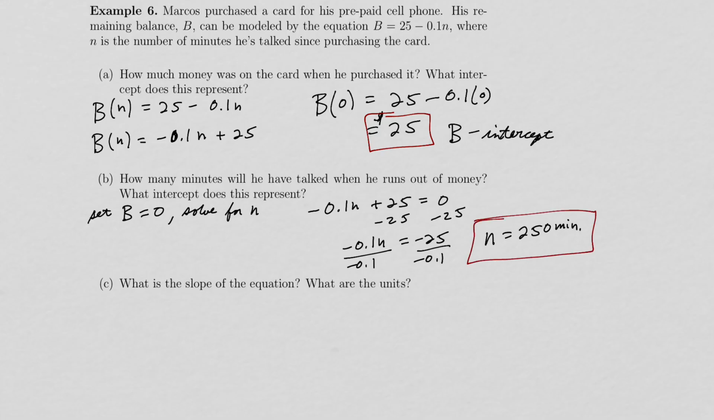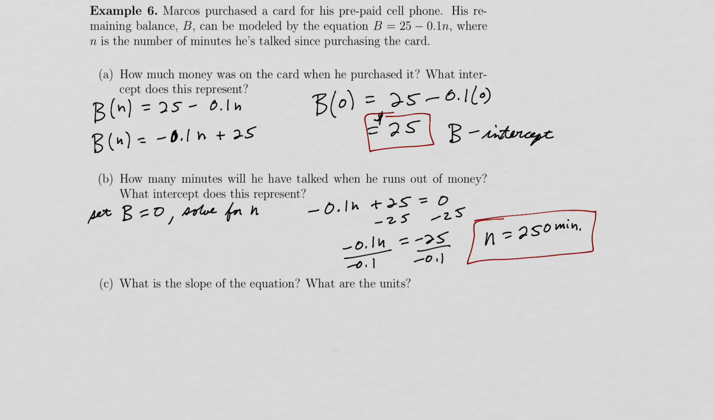Okay, so what it's saying is that the balance is 0. He's going to run out of money after he talks for 250 minutes. When n is 250 minutes, then the balance is 0. Which again makes sense if you think about it. The card had $25 on it to start, and then for each minute that he talks, the slope, the rate of change, is negative $0.1 per minute, or negative 10 cents. $0.1, same thing as 10 cents. So for every minute that he talks, the balance is going to be decreasing by 10 cents. So after 250 minutes, the balance will be 0.